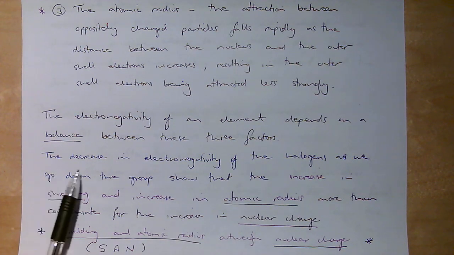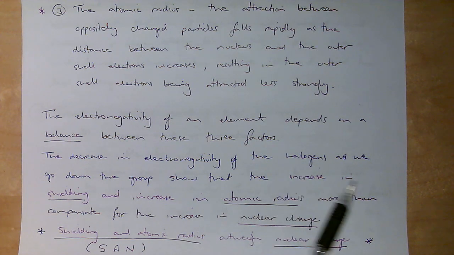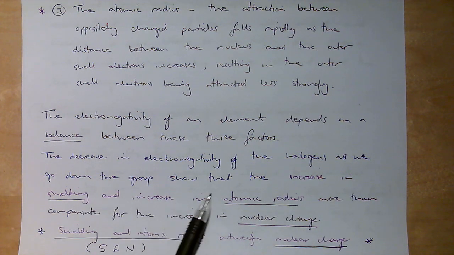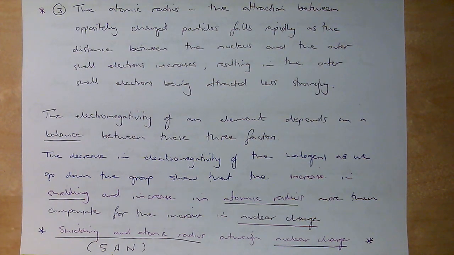The decrease in electronegativity of the halogens as we go down the group shows that the increase in shielding and the increase in atomic radius more than compensate for the increase in nuclear charge. So basically, from the SAN, the S and the A outweigh the N. The shielding and atomic radius outweigh the nuclear charge.